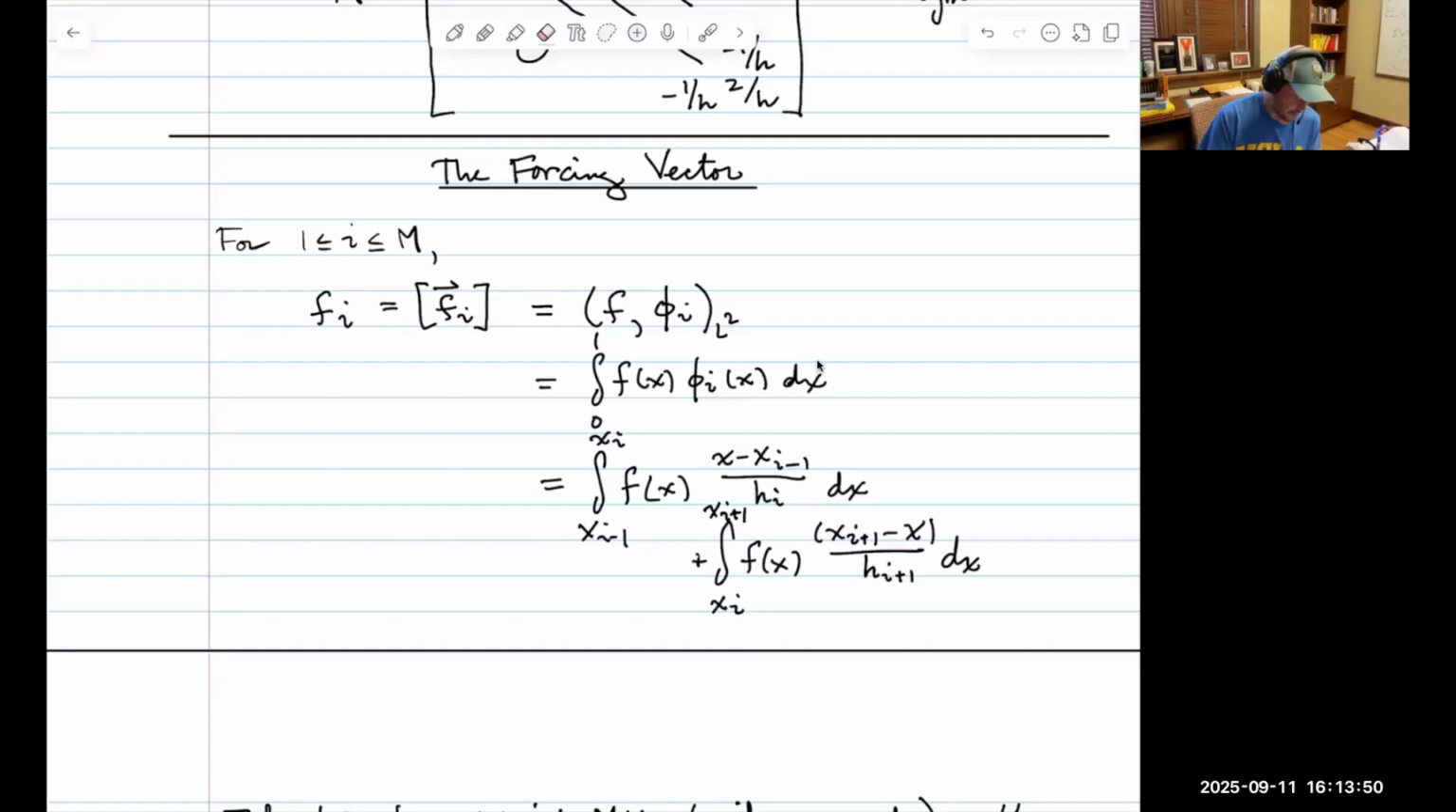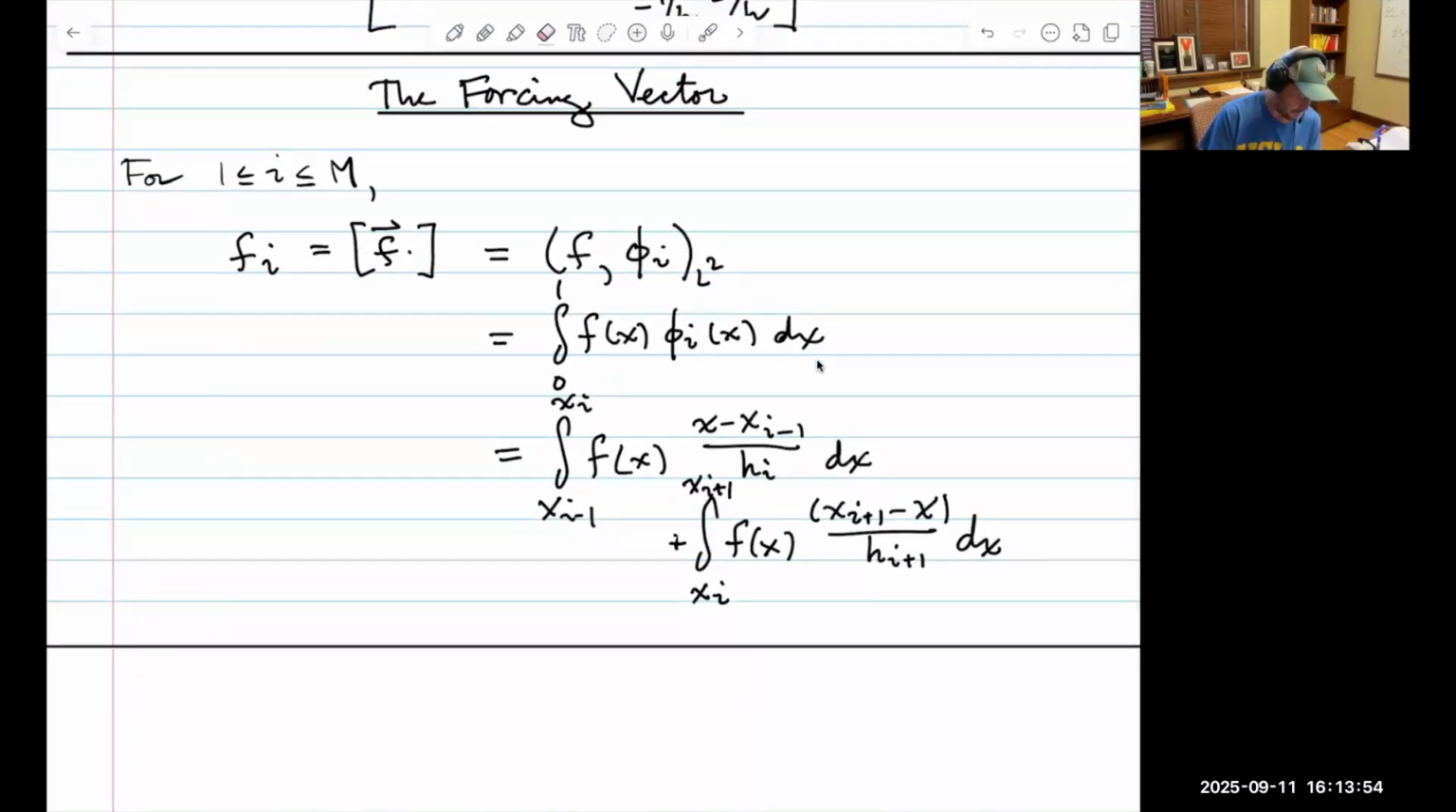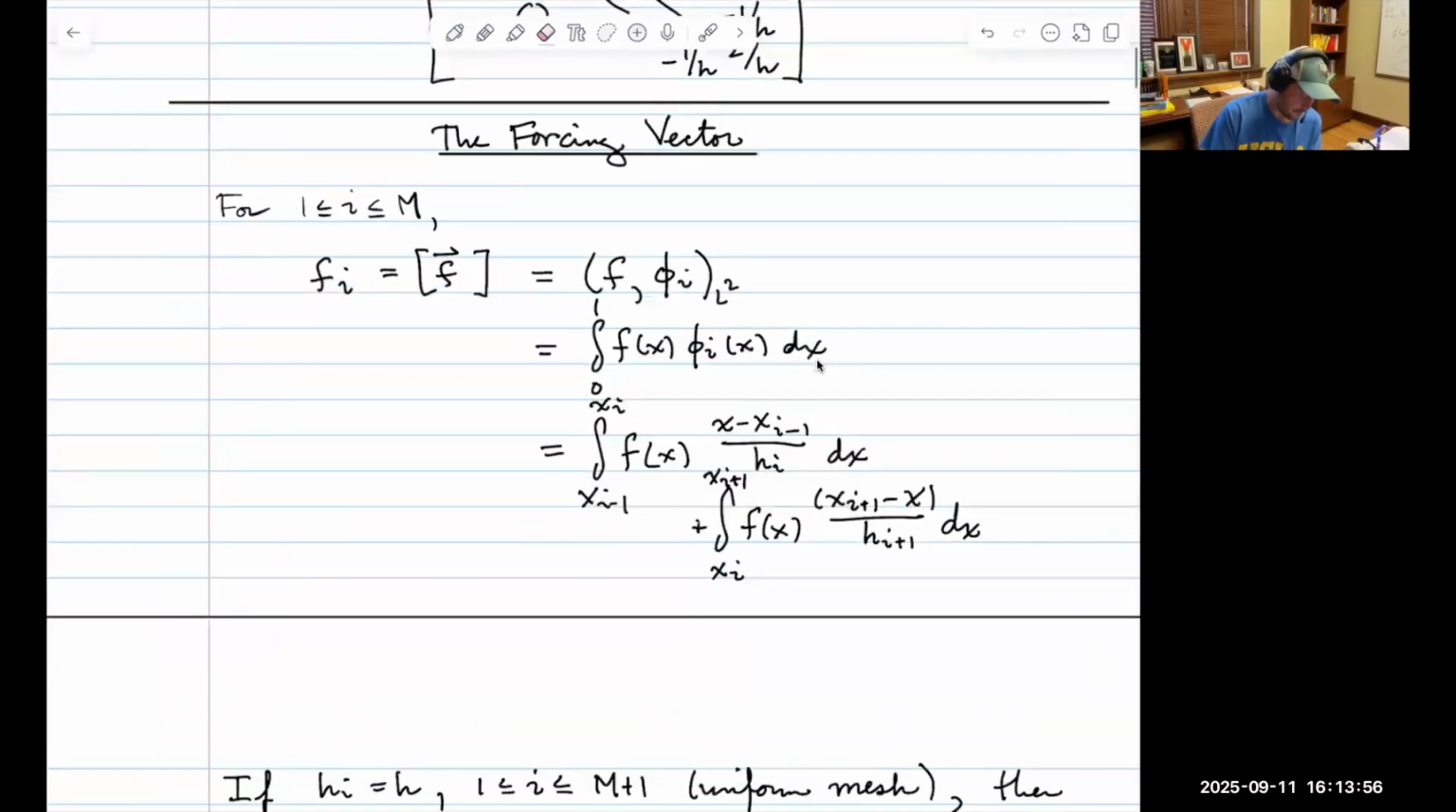I have a slight error here, a slight typo. So this should just be, my notation is usually this. If I want to extract the ith coordinate of a vector, then we usually give that the name of the vector.